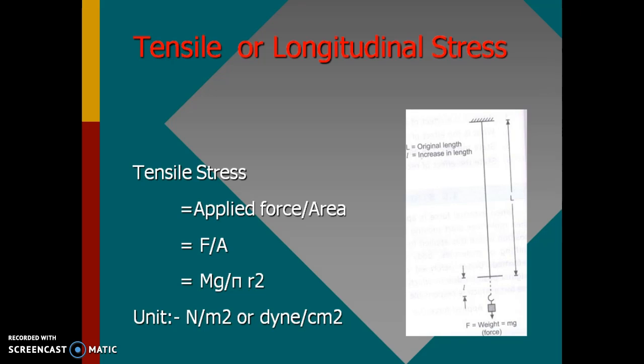First one is tensile or longitudinal stress. Tensile stress corresponds to an increase in length. So tensile stress is equal to applied force upon area, and that force F is nothing but weight W, and W is equal to mg, and area A is equal to pi r square. So the formula for tensile stress is mg upon pi r square, and again the unit is Newton per meter square in SI system and dyne per centimeter square in CGS system.